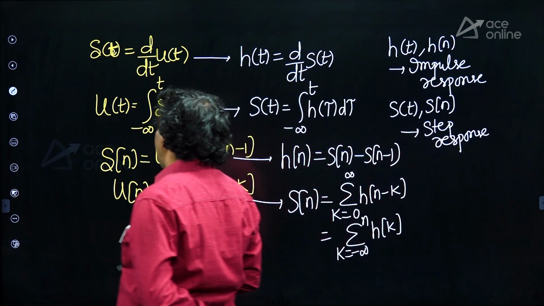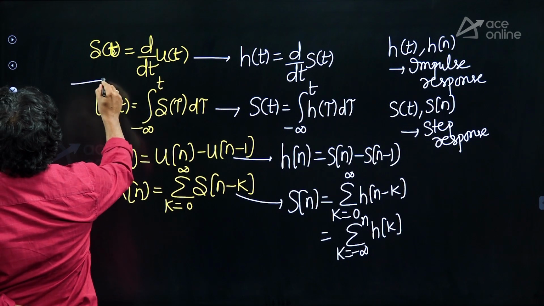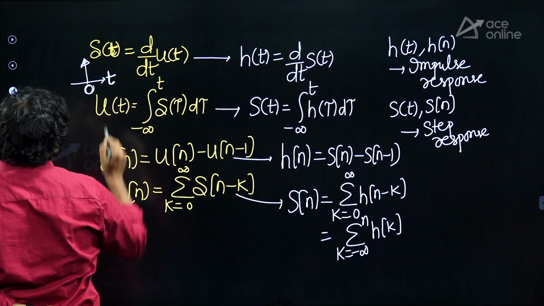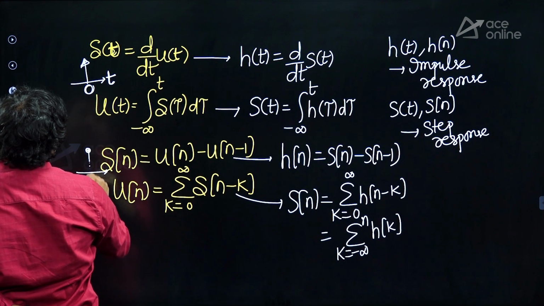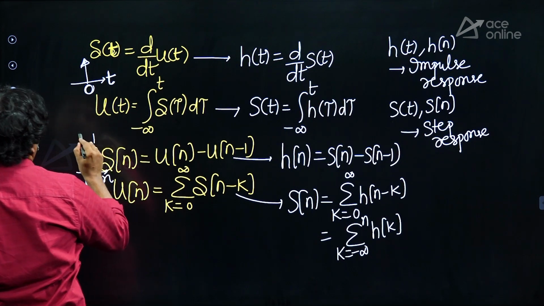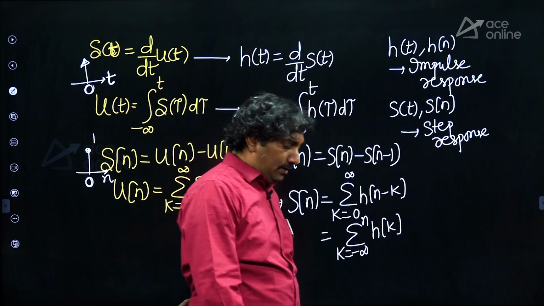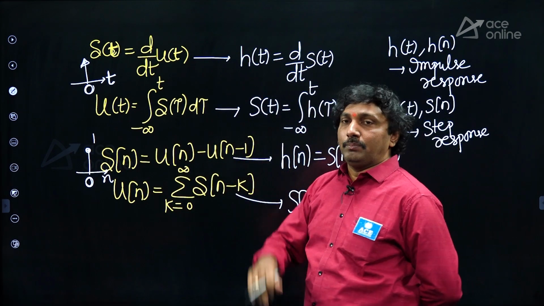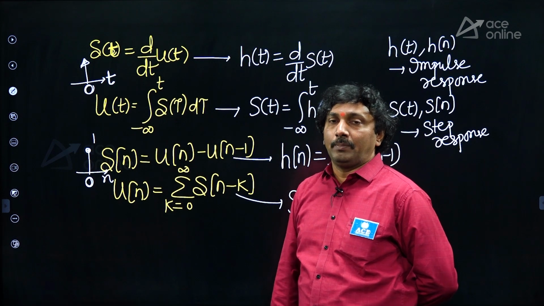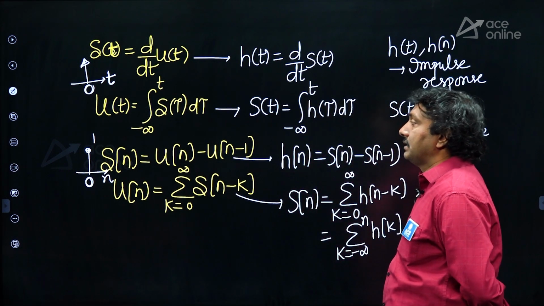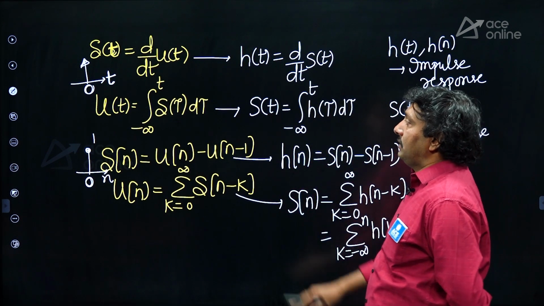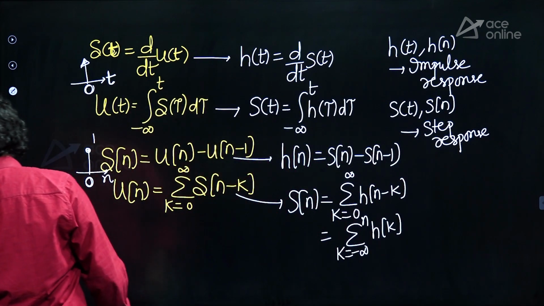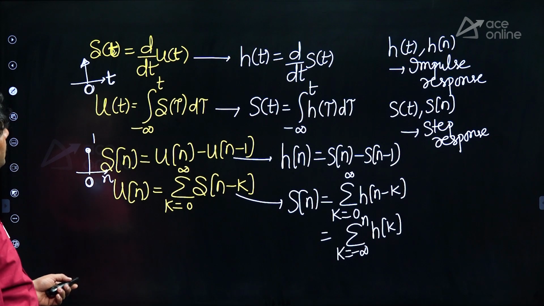You are aware that the continuous impulse is represented with an arrow mark, maintaining infinite amplitude, but the discrete impulse has a finite amplitude of 1. Del of n is a finite length signal of finite amplitude, but the continuous impulse is an approximated version of standard signals. So these are some of the standard relations. You must be thorough.